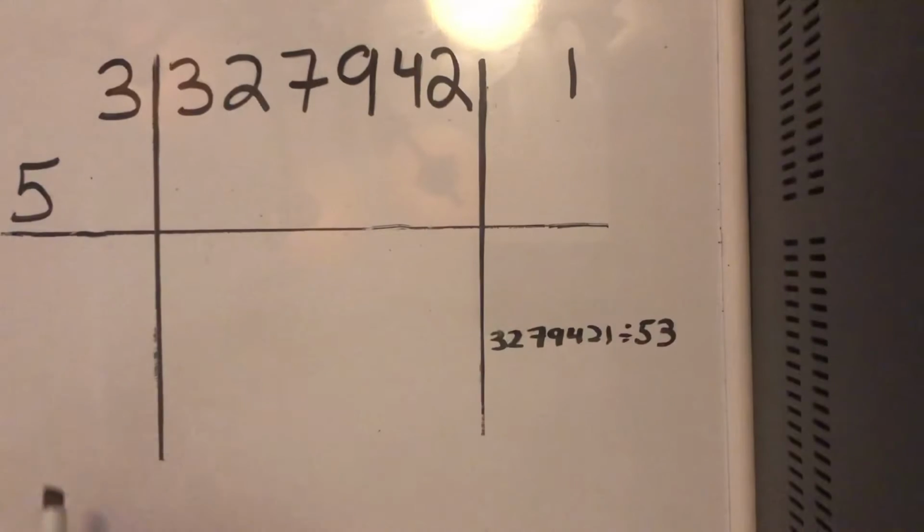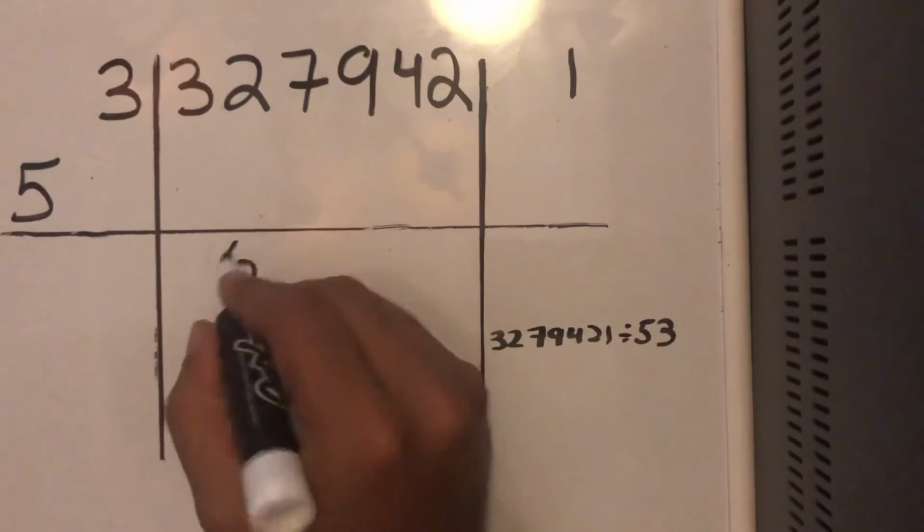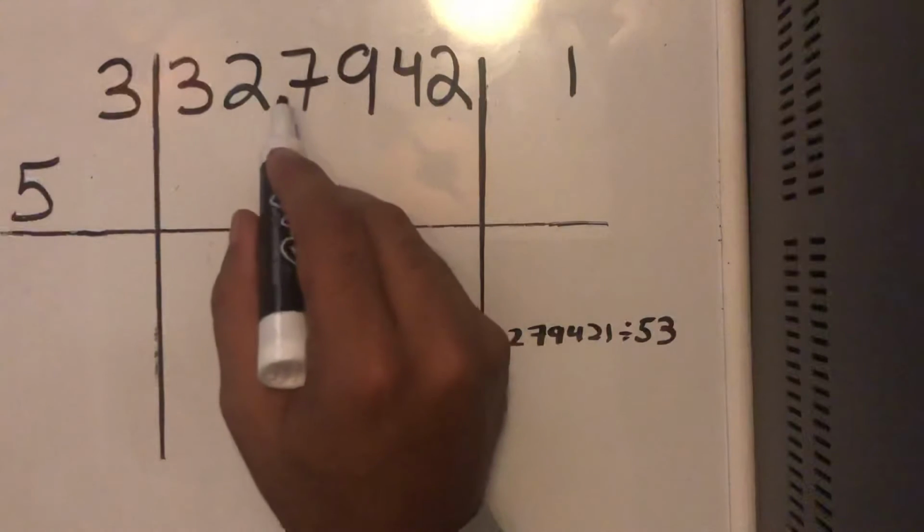Okay, so let's get started. How many times does 5 go into 30? We're going to say 6. 5 times 6 is 30, so there's 2 left over. Okay?